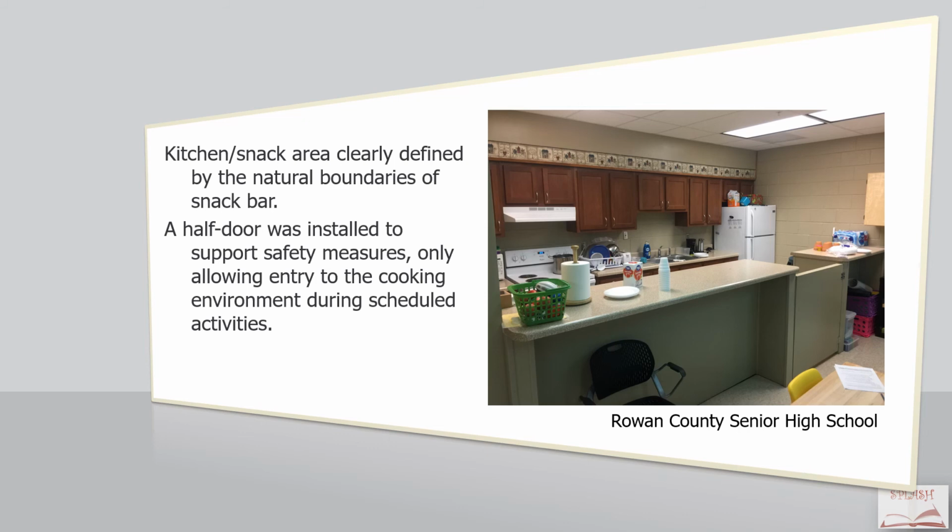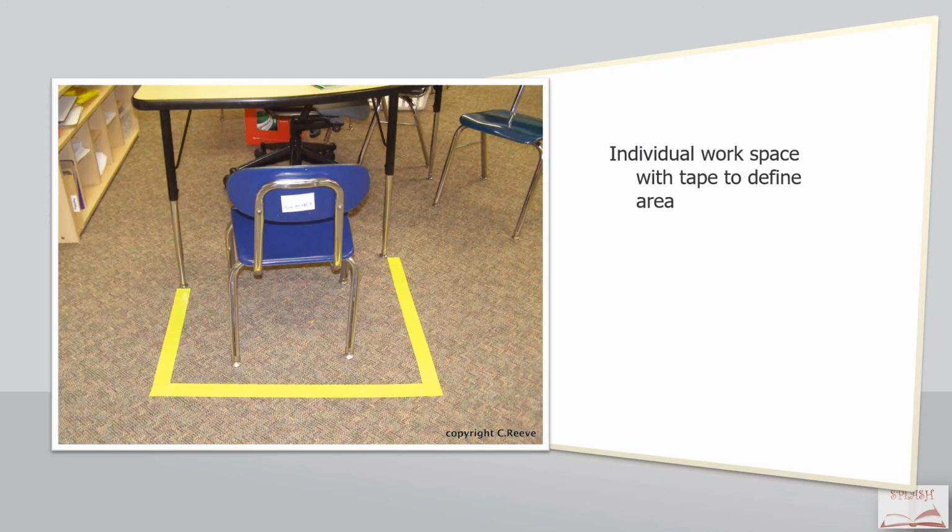In this example, the kitchen snack area is clearly defined by the natural boundaries of the snack bar. A half door was installed to support safety measures, only allowing entry to the cooking environment during scheduled activities. Tape can be used on the floor to outline boundaries for students who have difficulty staying within the designated areas.